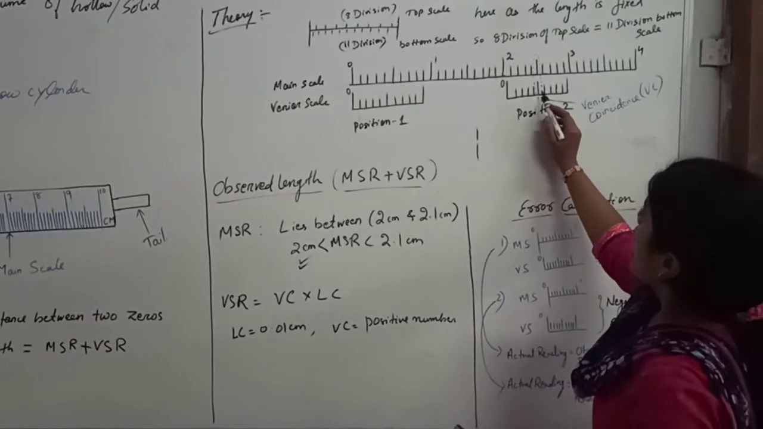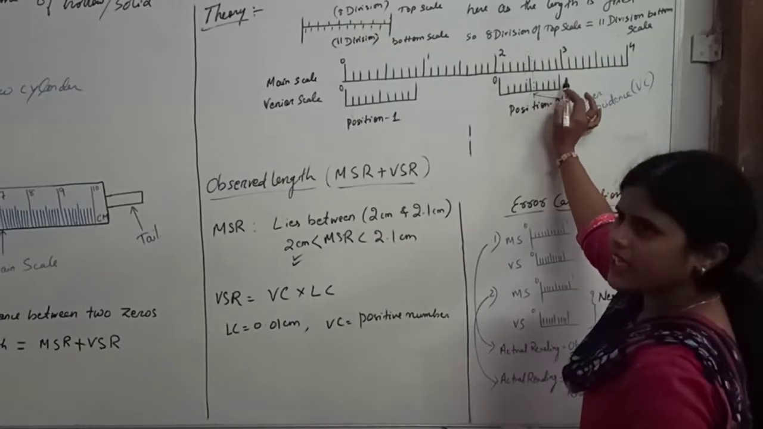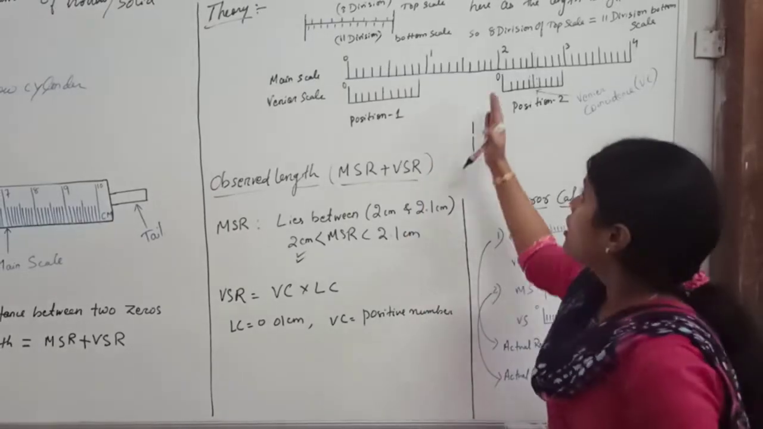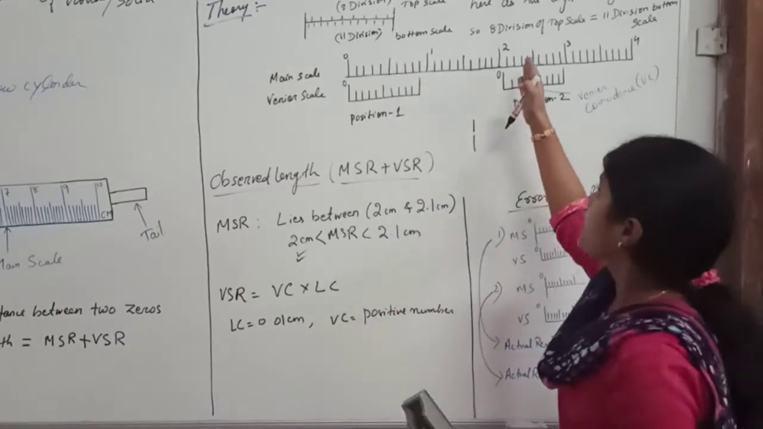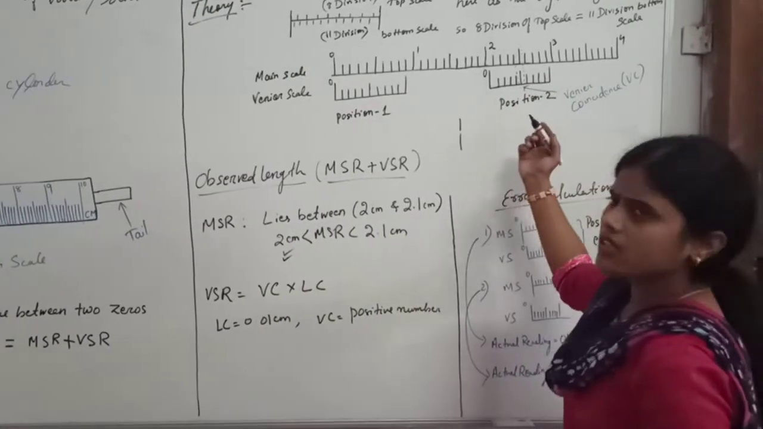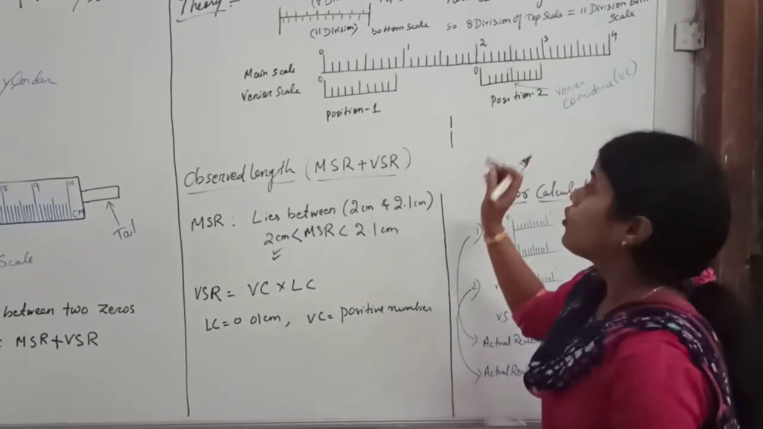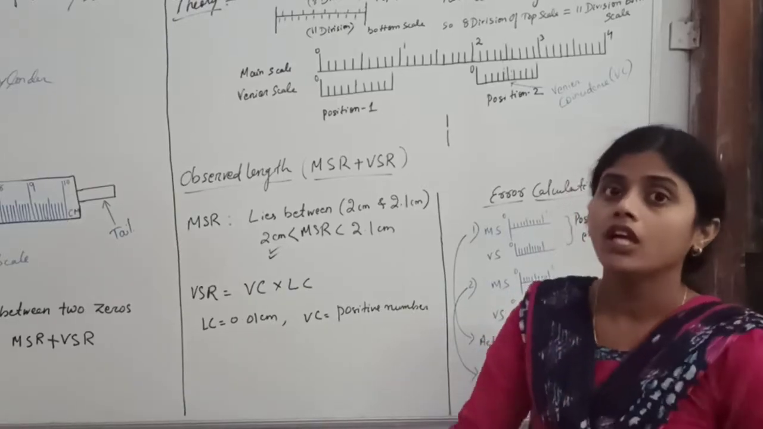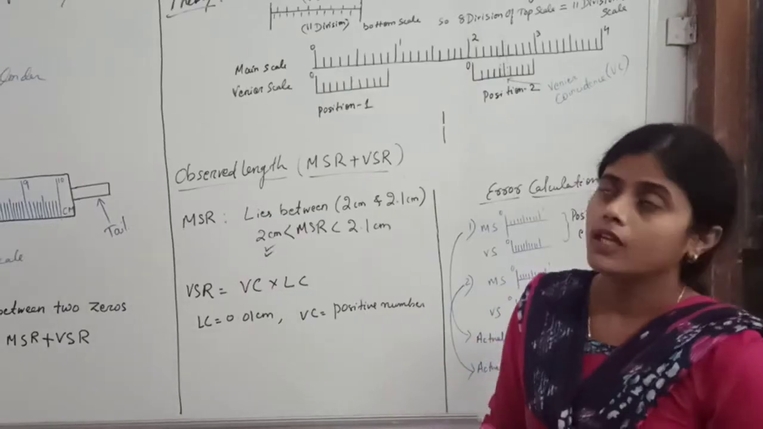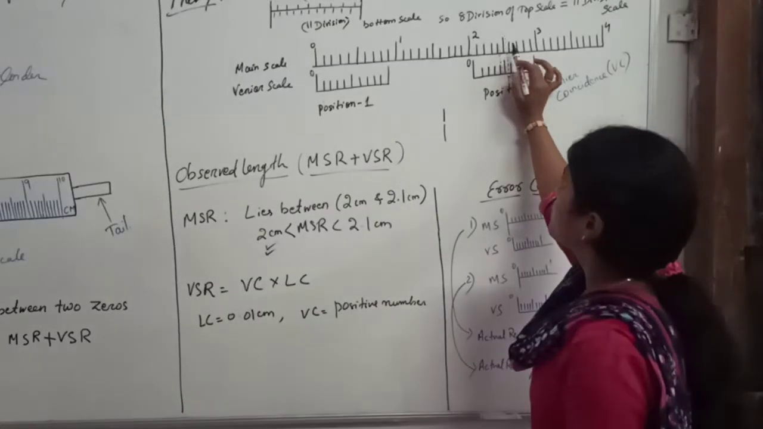Because if you look further, there may be some other lines which will coincide, but we have to consider the smallest one, the first line which will coincide with any of the divisions of the main scale. Our primary concern is to locate the first and foremost line of the vernier scale which is coinciding with any of the divisions of the main scale. So here you see this line is coinciding with a division of the main scale.